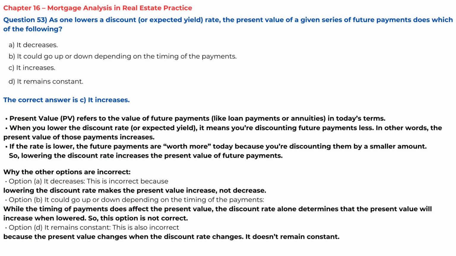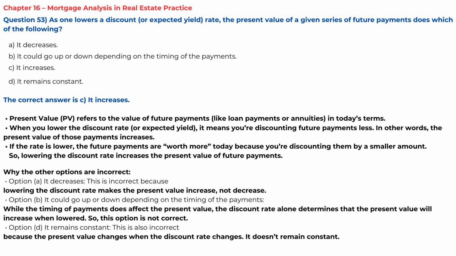Question 53. As one lowers a discount or expected yield rate, the present value of a given series of future payments does which of the following? The correct answer is C. It increases. Present value, PV, refers to the value of future payments, like loan payments or annuities, in today's terms. When you lower the discount rate or expected yield, it means you're discounting future payments less. In other words, the present value of those payments increases. If the rate is lower, the future payments are worth more today because you're discounting them by a smaller amount. So, lowering the discount rate increases the present value of future payments.